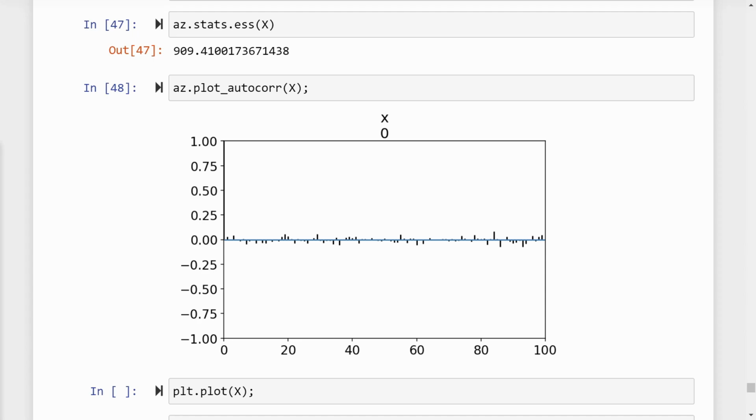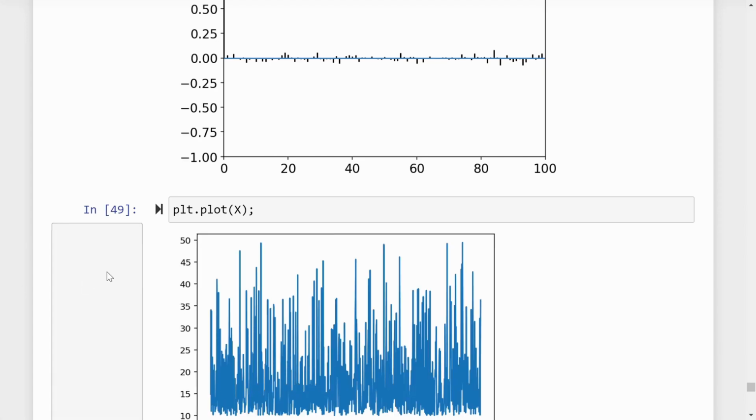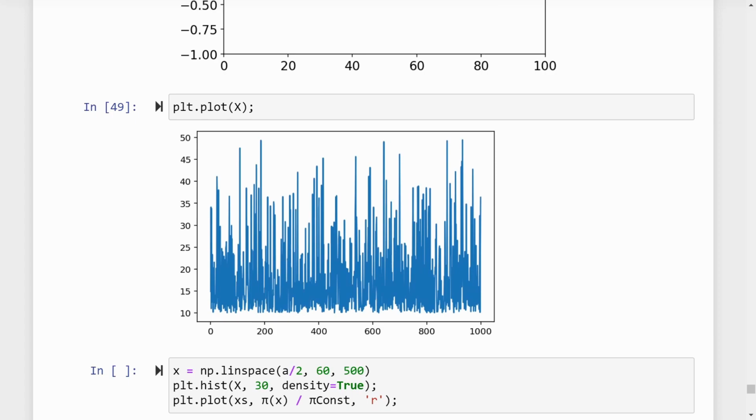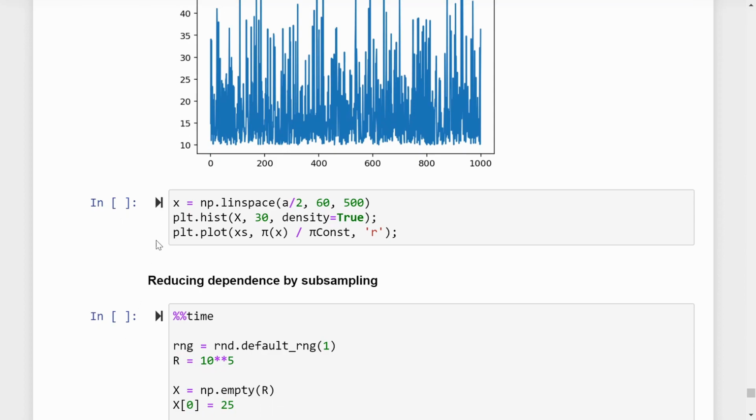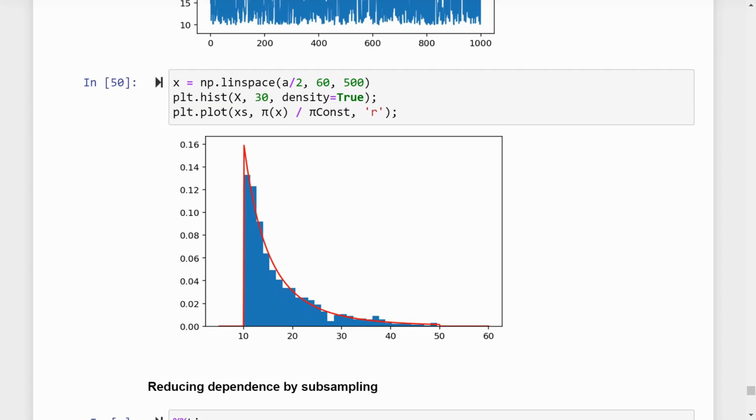The autocorrelation plot is basically 0. Again, the true correlation between these perfect samples is 0, and the plot just shows an estimate of these true values, hence the bit of noise that's shown here. The trace plot looks like noise. And the histogram agrees quite well with the target PDF.